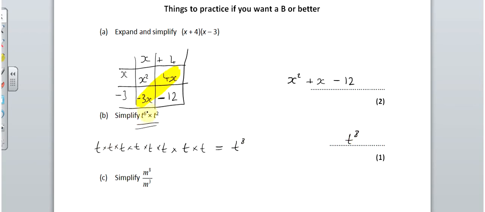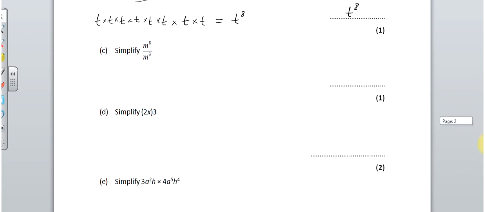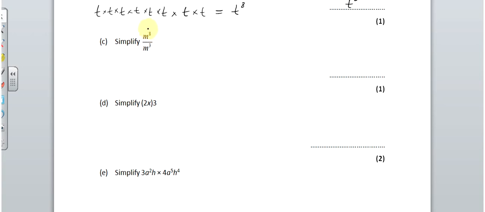Now the quick way to remember that is to see that, look, the 6 and the 2 add together to make the 8. And that's useful because in the next one it's a divide. We've got an 8 and a 3. So m to the 8 divided by m to the 3 is m to the power of 5. Because when you divide, you subtract the powers.